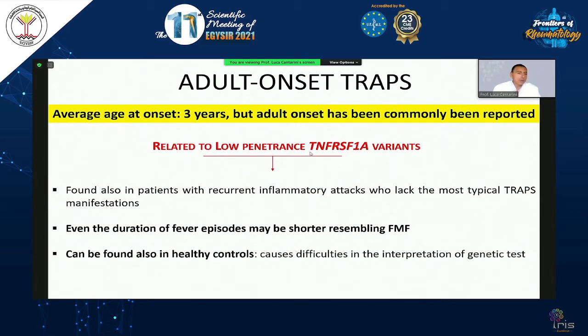Average age at TRAPS onset is about 3 years, but adult onset has commonly been reported over the past years. The delayed onset is related to the presence of low penetrance variants in the gene responsible for TRAPS, but this kind of variants can be found also in patients with recurrent inflammatory attacks who lack the most peculiar TRAPS manifestations. In these subjects, even the duration of the fever episodes may be shorter, resembling the duration of attacks in patients with familial Mediterranean fever. Finally, this kind of mutations can be found also in healthy controls, causing difficulties in the interpretation of the genetic test.